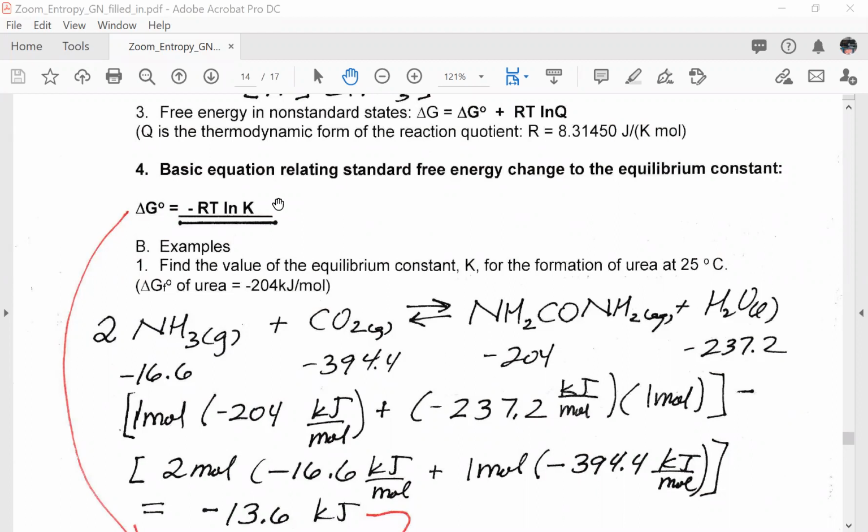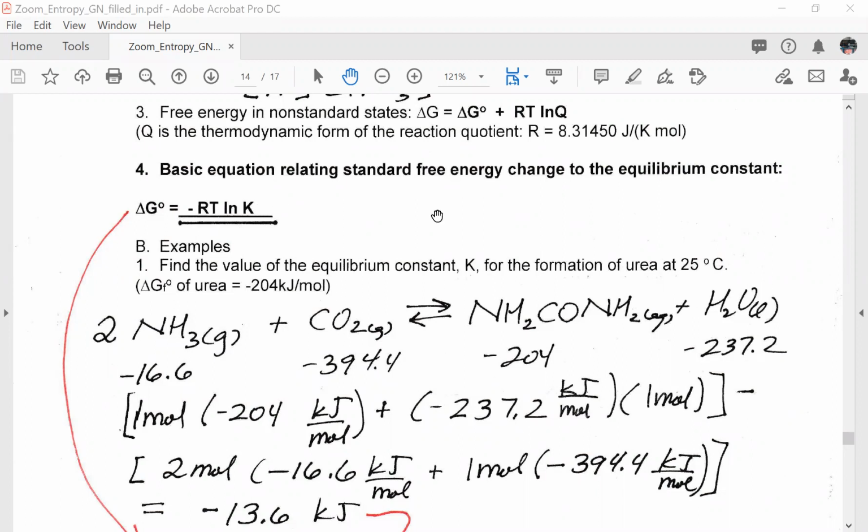So we're going to be able to calculate the delta G in the standard state because it's this other equation. This is a different one. So this is the basic equation relating the standard state free energy change to the equilibrium constant. You absolutely must know this. Delta G of the standard state equals minus RT natural log of K, where K is the equilibrium constant.